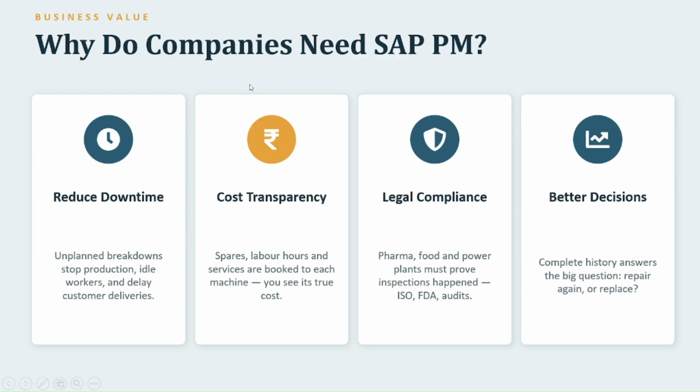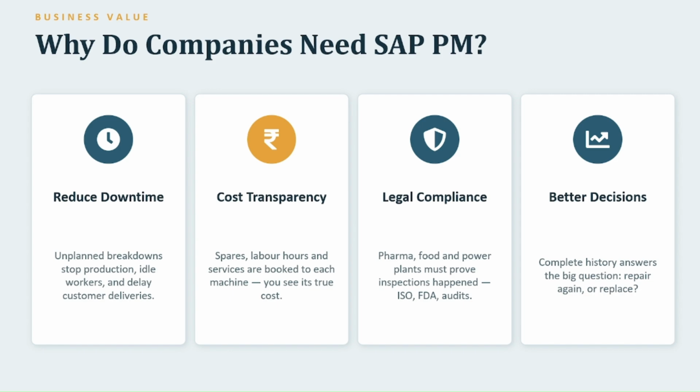The second reason is cost transparency. SAP PM captures the cost of maintenance of the machine or equipment very smartly. It captures the cost of spare parts, the cost of technicians, the technicians or labor who spend time on the machine to repair it, and the cost of services. So it is the second reason.